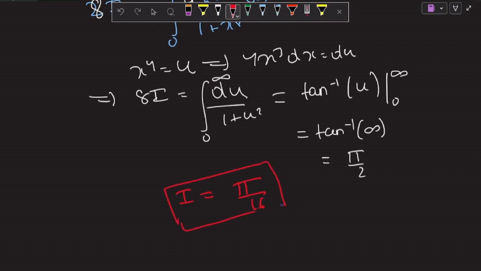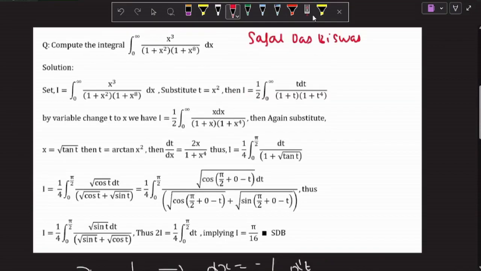Yeah, so that was my solution, which was a lot different than how this solution was.